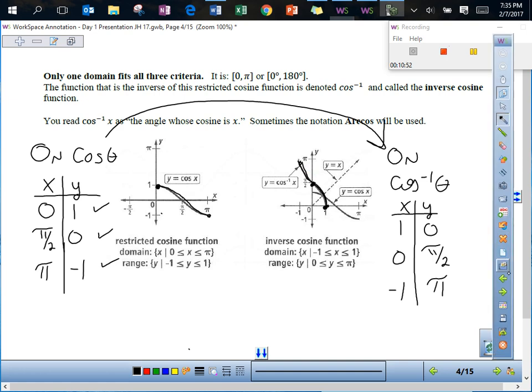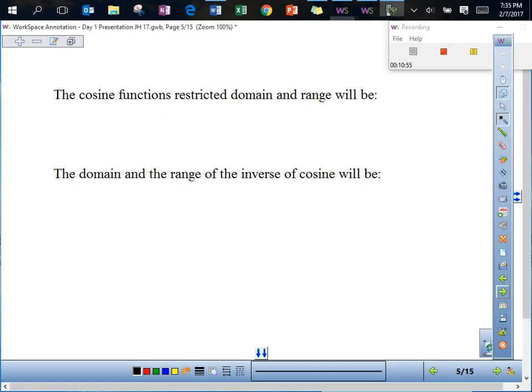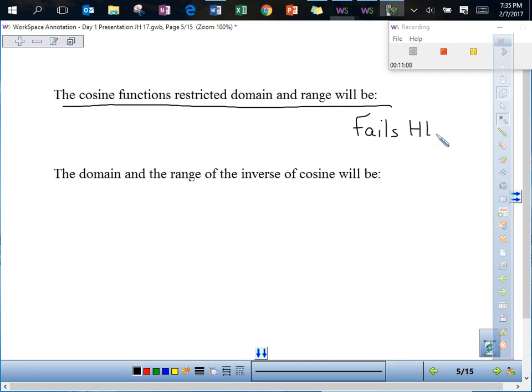The big part that I need you to have so far, guys, is this. We have to restrict the cosine graph right now because it goes on forever. It fails the horizontal line test. So, the domain of the cosine graph will be 0 to pi. My range is still negative 1 to 1. That's what we mean by restricted domain.